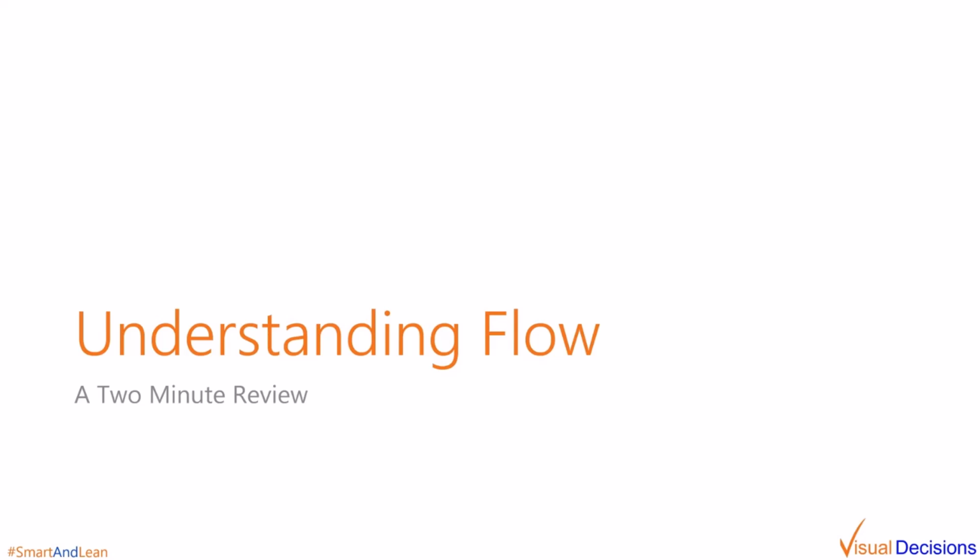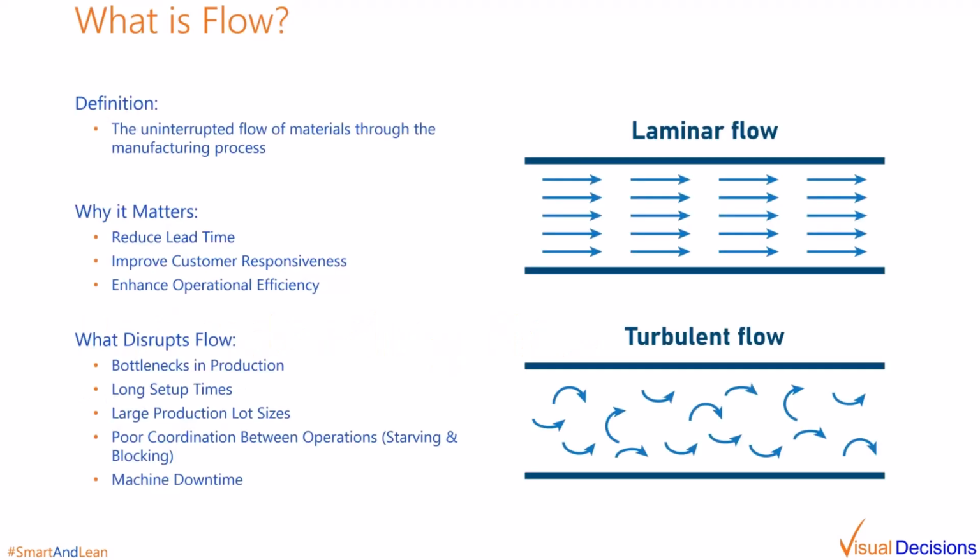Let's spend just a couple minutes on how we define flow, why it's important, and what can disrupt it in your plant. The definition of flow that I prefer for manufacturing is the uninterrupted flow of materials through the production process. Outside the realm of manufacturing, there are many different uses of the word. The two definitions in the picture come from fluid mechanics and are useful for thinking of what we're trying to achieve. We definitely want to avoid turbulence as much as we can.